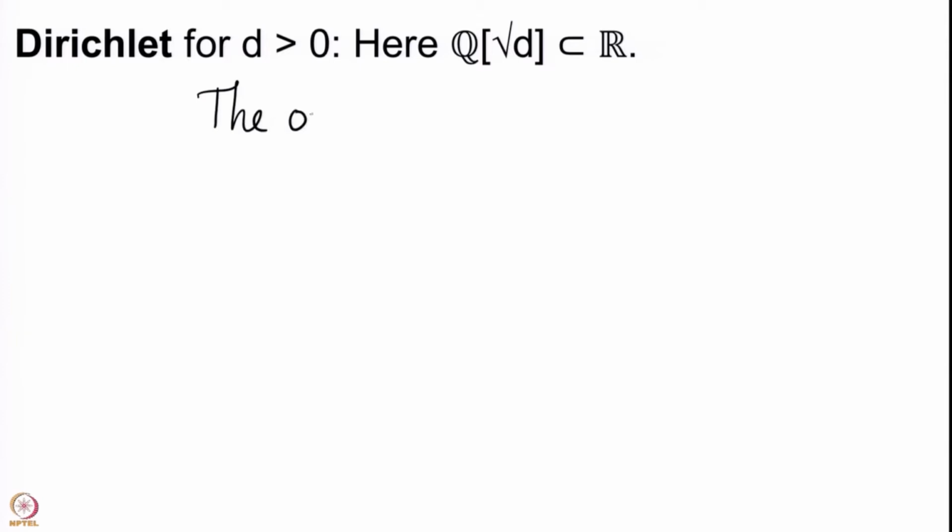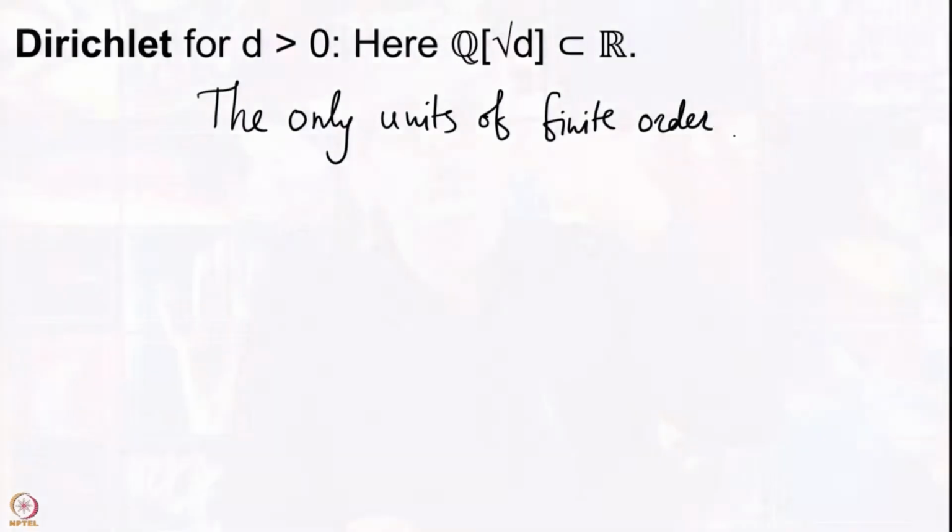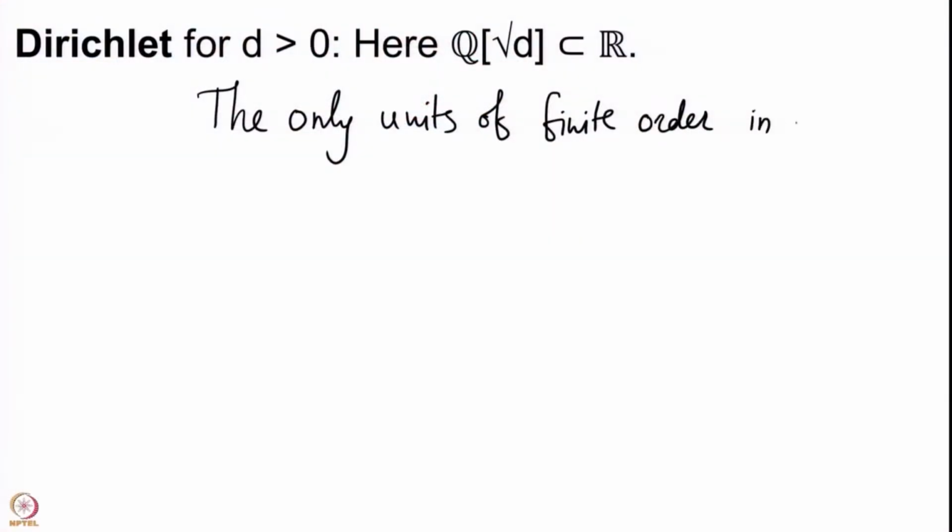So, the only units of finite order. Finite order means that the unit to the power of a finite number gives you 1. So, the only units of finite order in such a Q root d are plus and minus 1. So the only trivial units are the units of finite order.